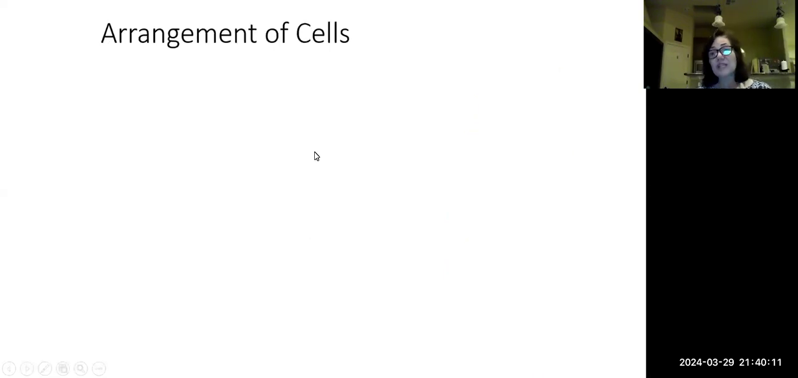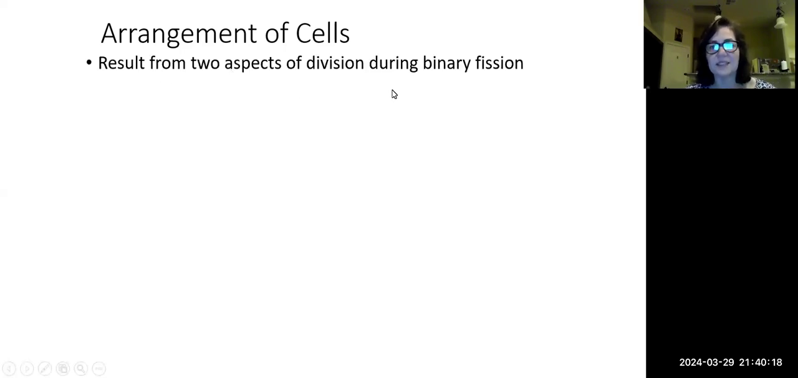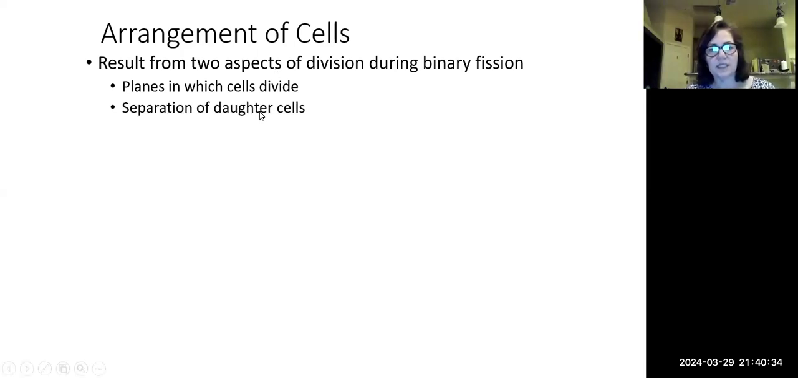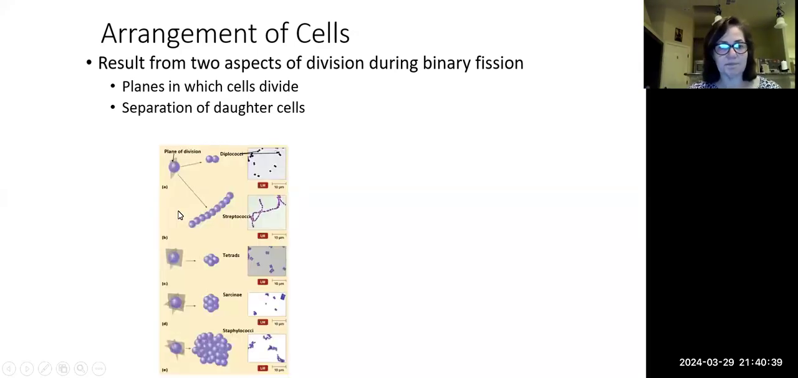And then the arrangement of the cells is still used as we describe them, and the arrangement of the cells has a lot to do with how the binary fission is occurring, like what plane of the cell is dividing, and I'll show you what I mean. And then whether those cells stay touching each other or whether they split apart completely. So planes in which the cell divides, and then the separation, when they come physically apart from each other. So if the plane of division is like this, and the two cells stay together, these are diplococci.